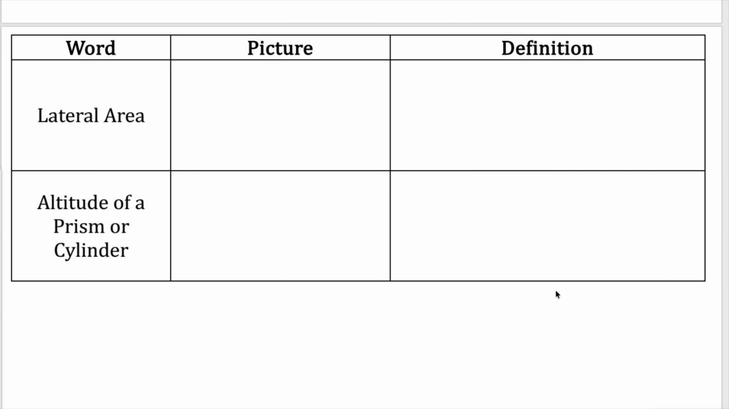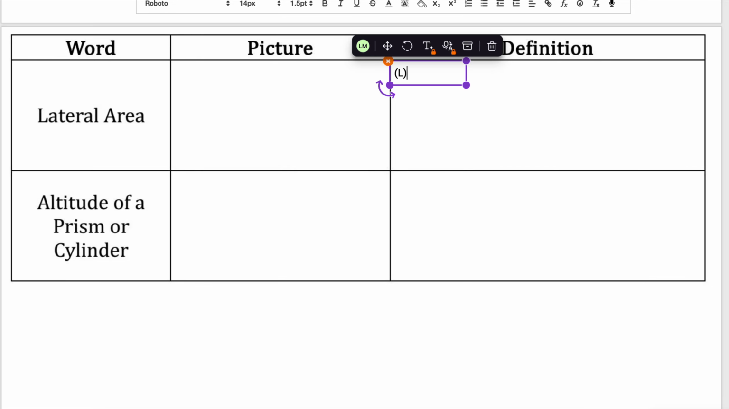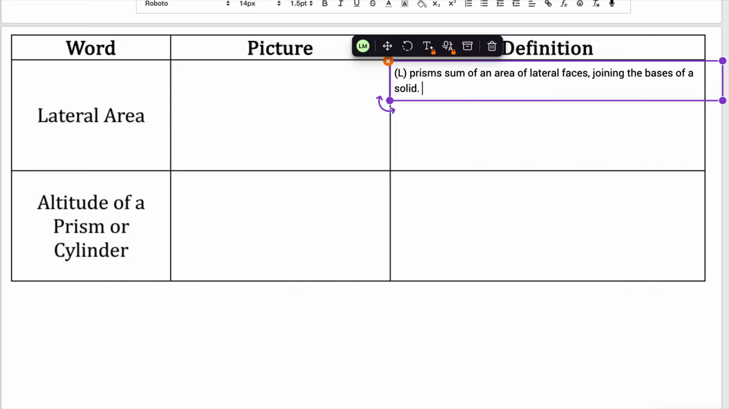First thing we're going to talk about is lateral area. And when we're talking about lateral area, that is just shown in the form of capital L. And that is when you take the sum of the areas of the lateral faces, those joining the bases of a solid. So we're going to talk about the differences between the total surface area and just the lateral surface area here in a bit.